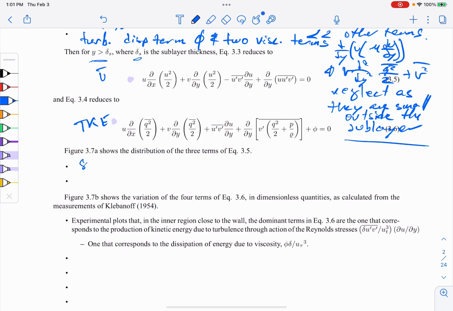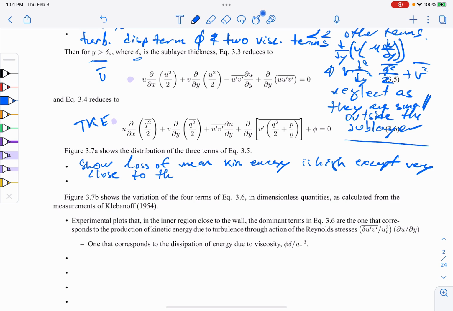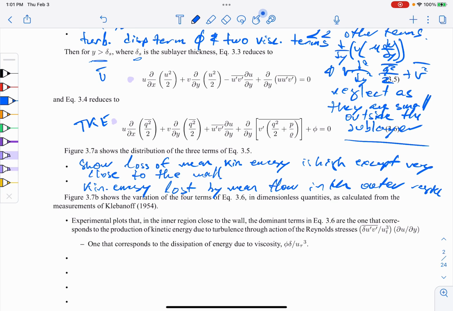So these figures are going to show the loss of mean kinetic energy is high, except very close to the wall. And that makes a lot of sense because turbulence near the wall is small. And that's actually opposite, though, where turbulence is produced. Turbulence is produced very high and very close to the wall. And also, the kinetic energy lost by the mean flow in the outer region is transferred by the working of the mean flow against the Reynolds stress to the inner layer.